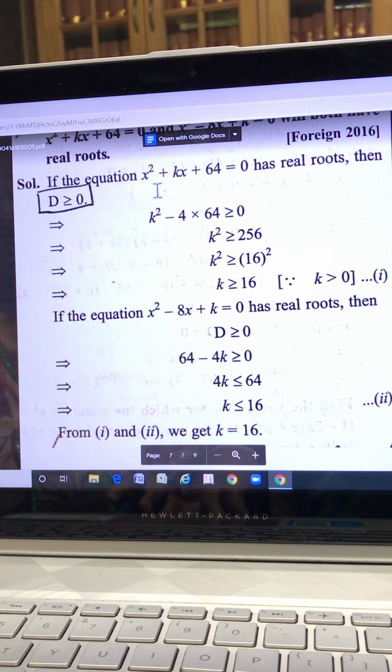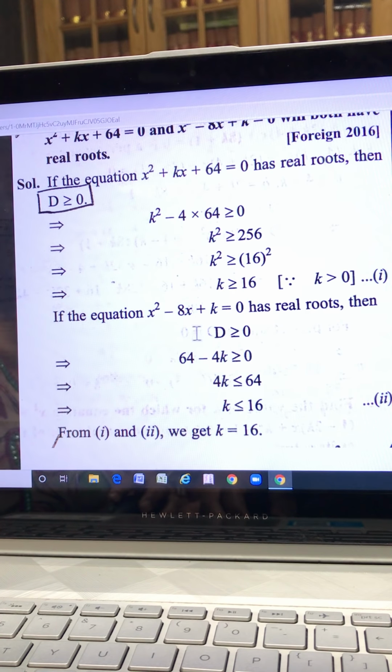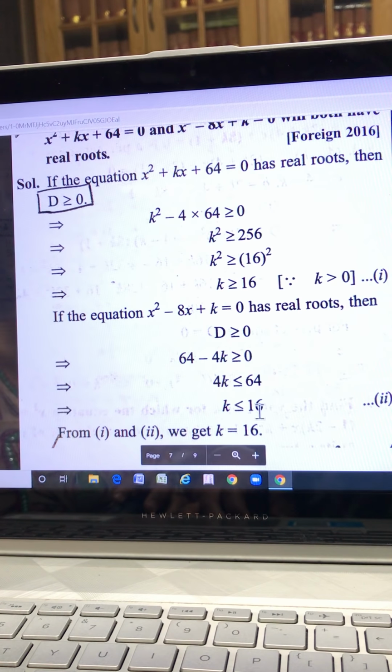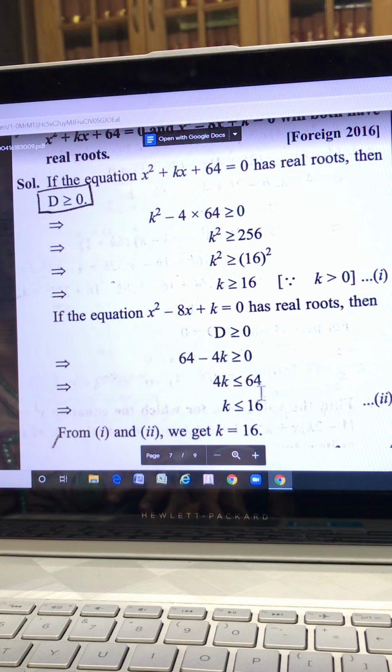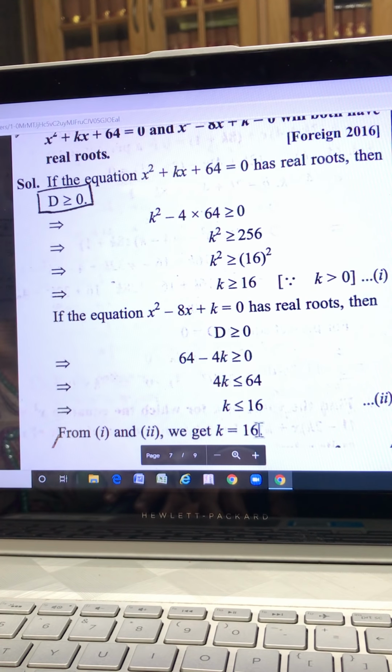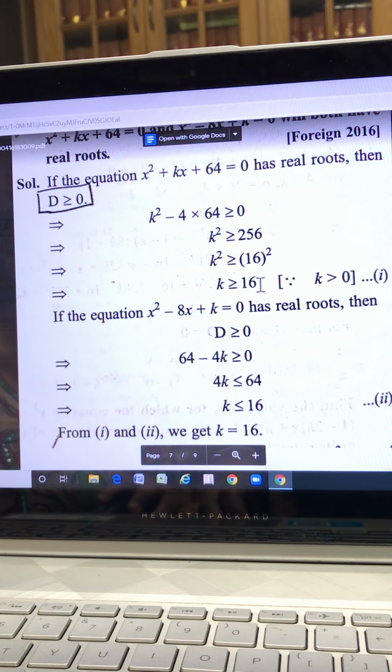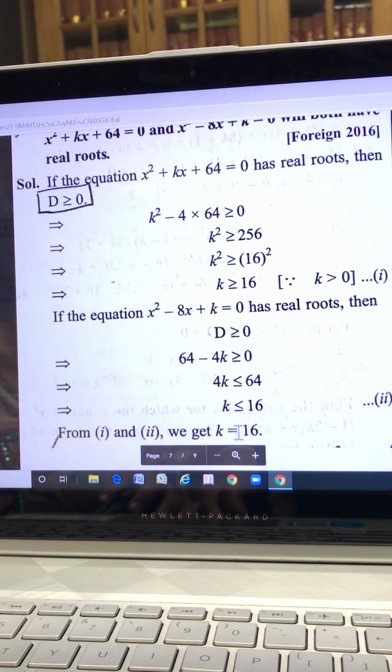So what we have done, we have calculated the discriminant from the first equation and put it greater than or equal to 0. Found the discriminant for the second equation, put it greater than or equal to 0, and from the two conditions found the value of k for which both the inequalities are satisfied, and we get the common answer as k equal to 16. k equal to 16 satisfies k greater than or equal to 16 as well as k less than or equal to 16. So the final answer is k equal to 16.